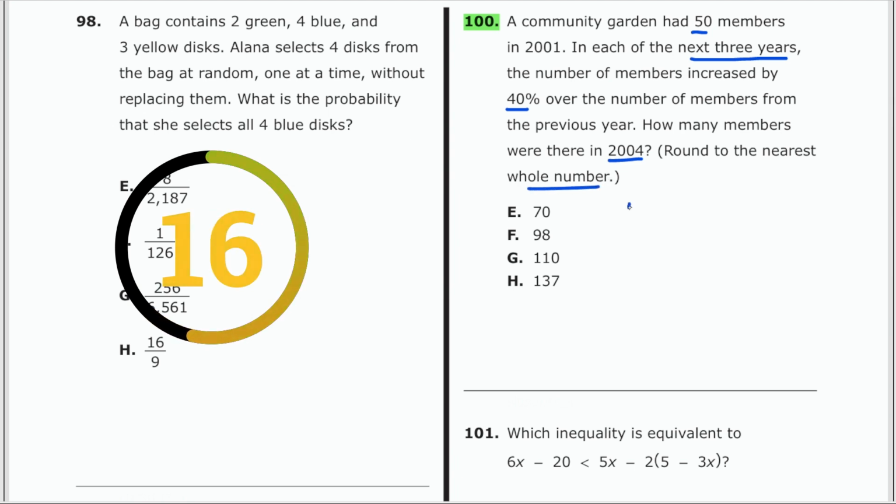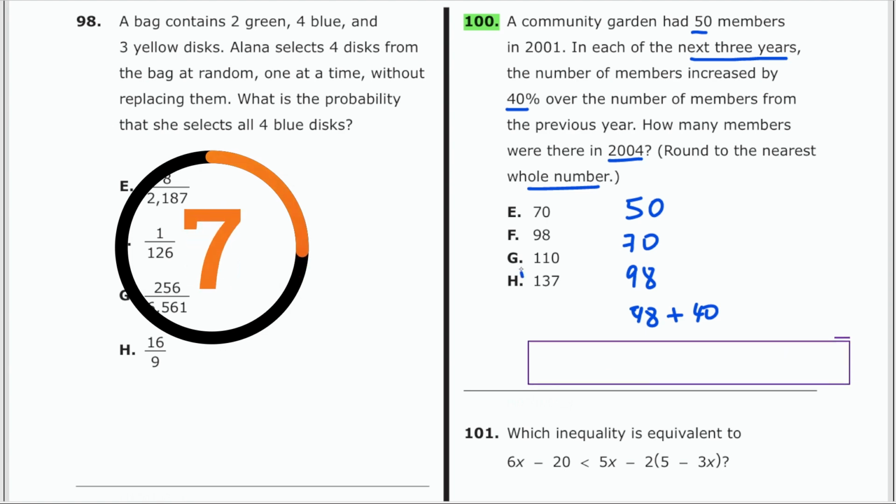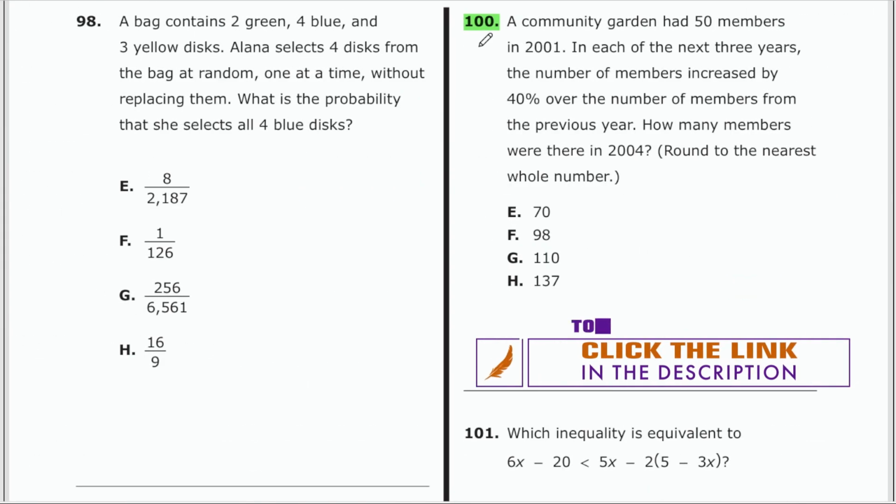So we have 50, then we got 70, then we got 98, and then we get 98 plus roughly 40, and the answer is H. How was I able to do this problem so fast?